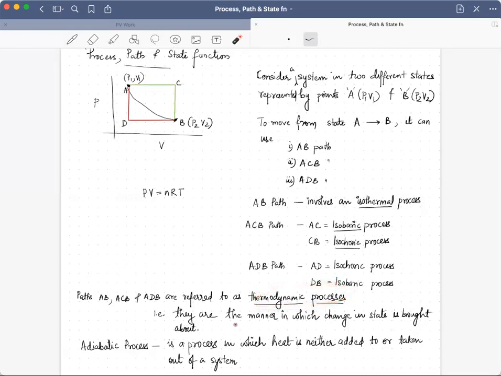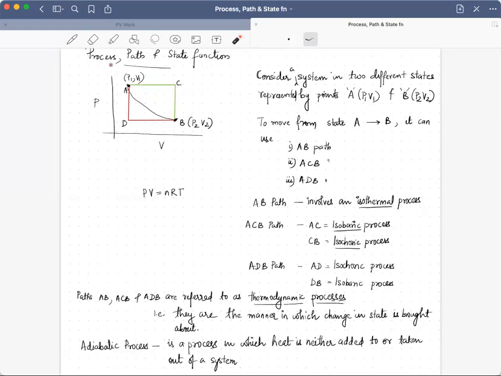That is, they are the manner in which change in state is brought about. So when a system undergoes a change from A to B, the path or the process that it undergoes is what the process and path are; they are more or less the same thing. So path is the route that it follows, and process is when the system follows a particular path.